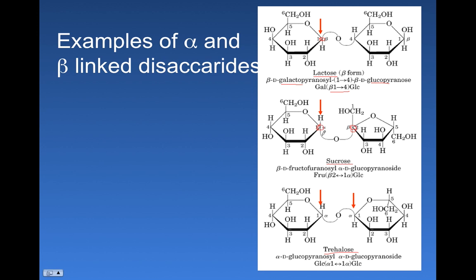And so we've got the alpha form over on the glucose here, because the oxygen is on the opposite side of our alcohol group on the 6th carbon. And this is a beta linkage for fructose, because the oxygen's on the same side as the 6th carbon alcohol group on the fructose.